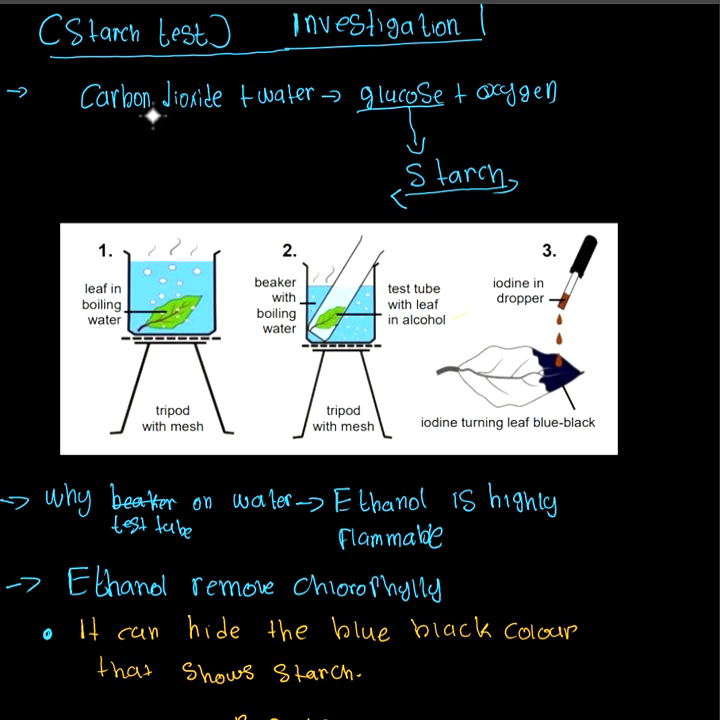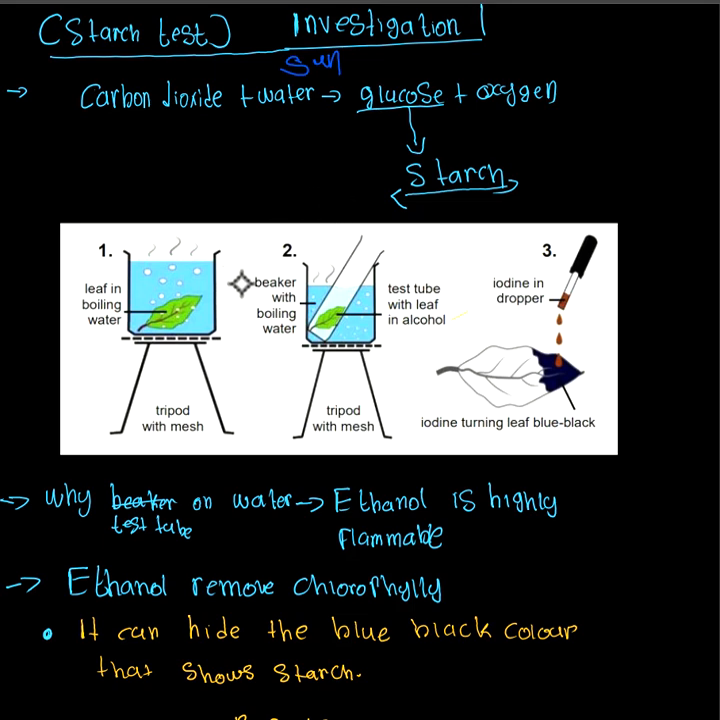Carbon dioxide and water, when they combine in the presence of sunlight, will form glucose and also oxygen, and this glucose will later be converted into starch, and they will be stored in the granules, particularly in the chloroplast.